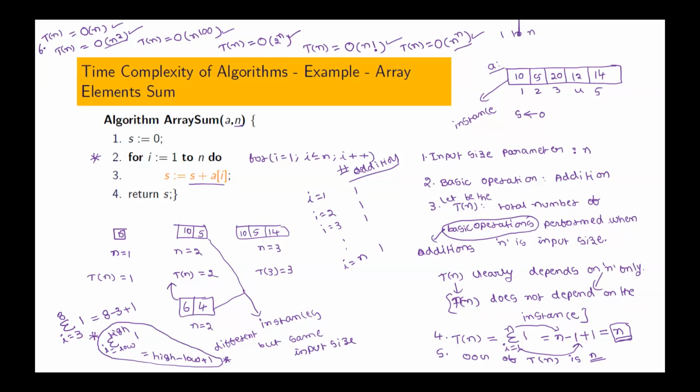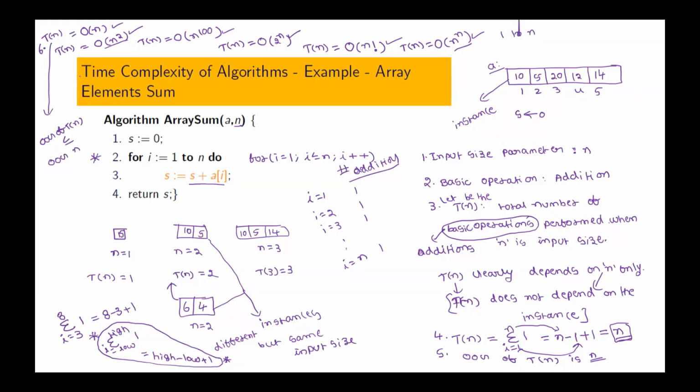What type of bound does big O give? We have already completed this. It gives an upper bound. T of n is big O of n means the order of growth of T of n is less than or equal to the order of growth of n. Are you getting it?